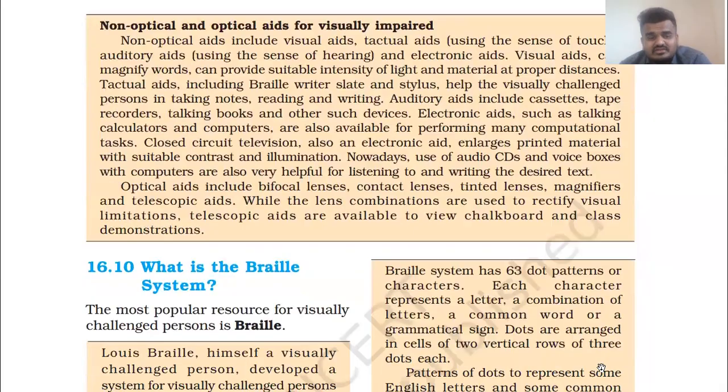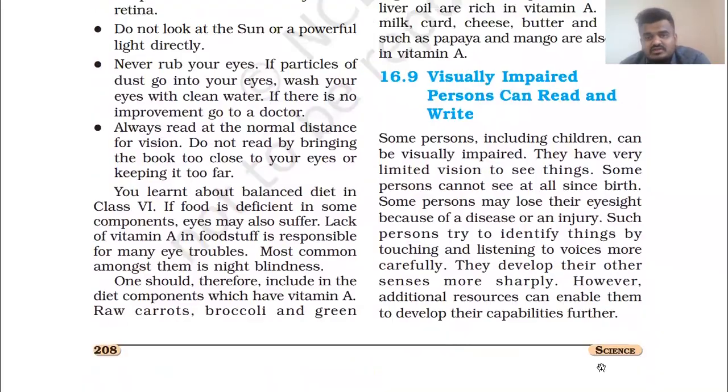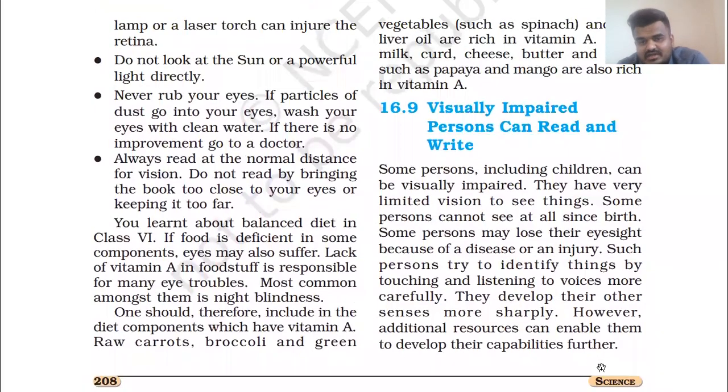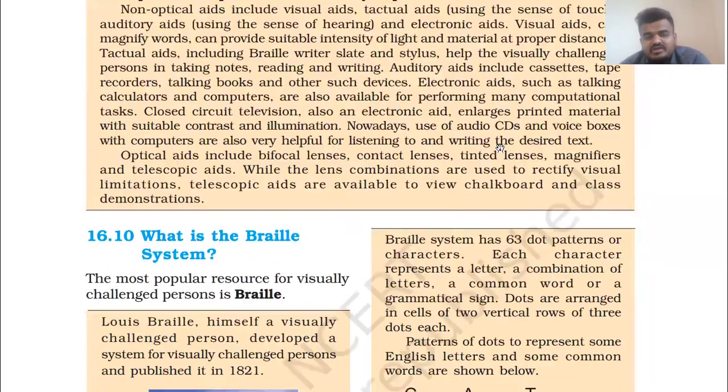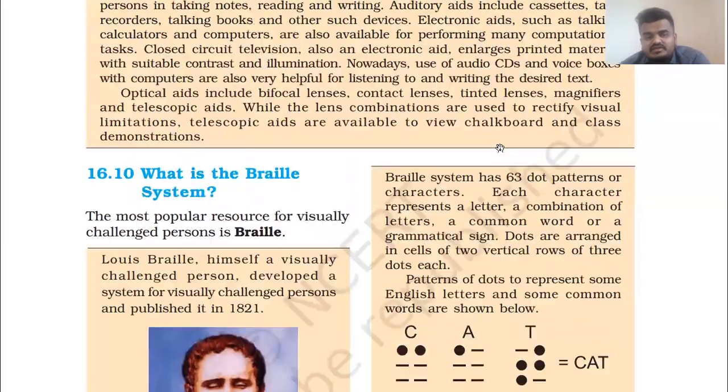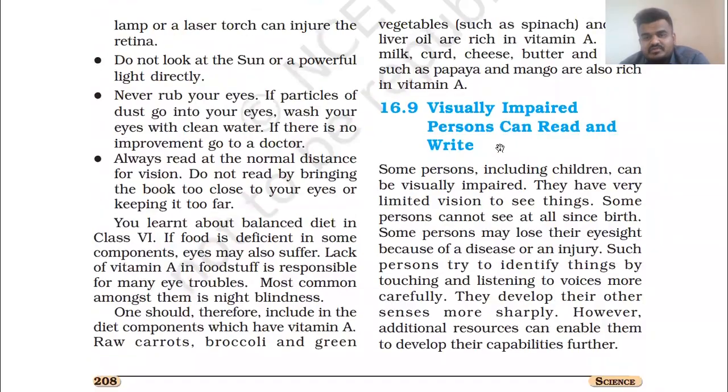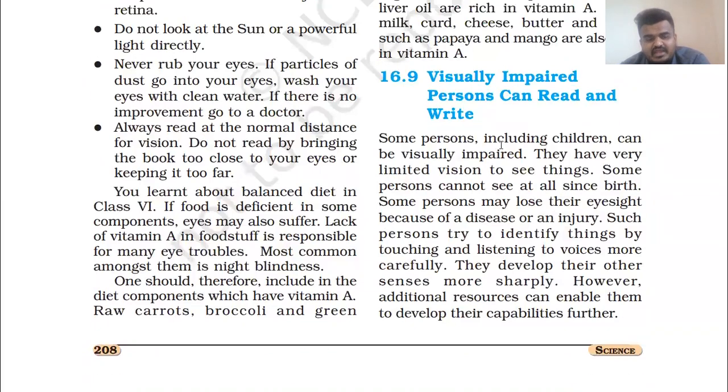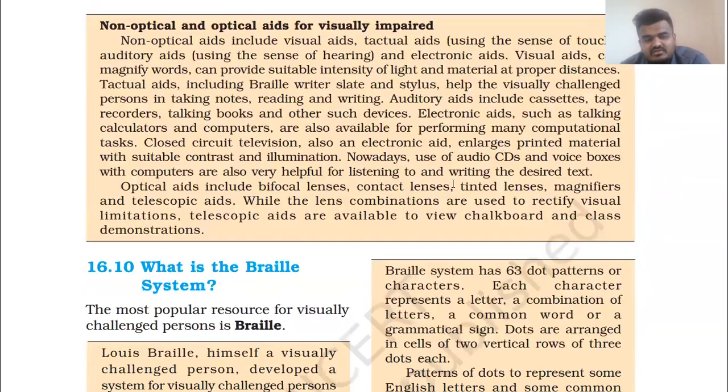So this was the topic, how we can take care of our eyes. In the next session, we will discuss the remaining topic, that is 16.9: how a visually impaired person can read and write, and what the Braille system is.